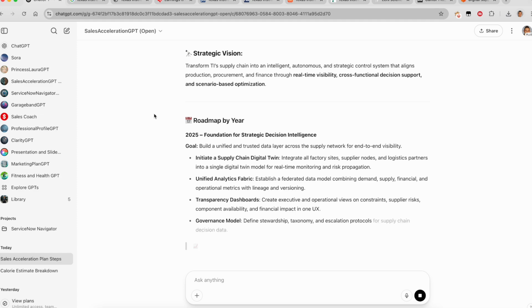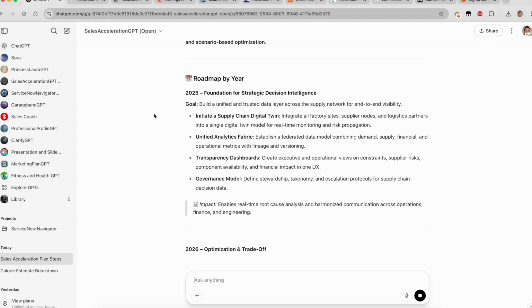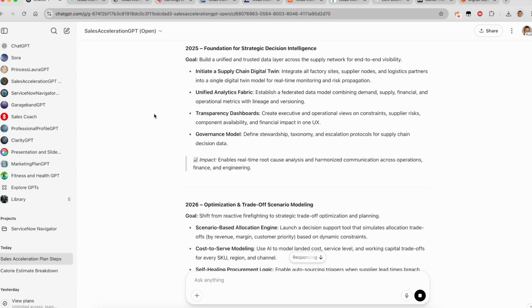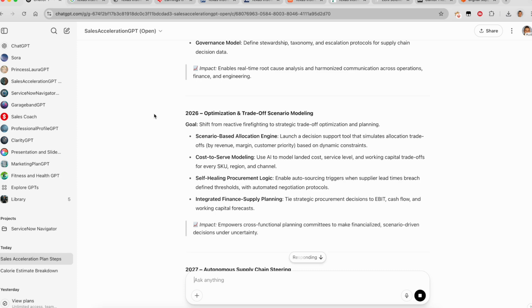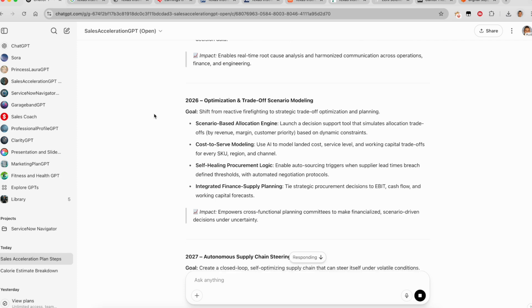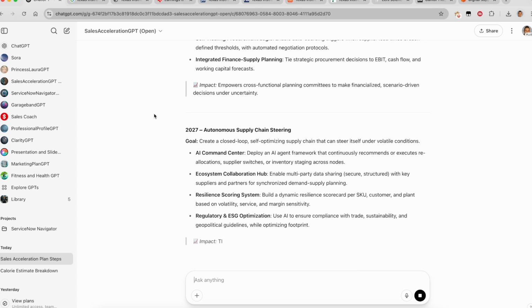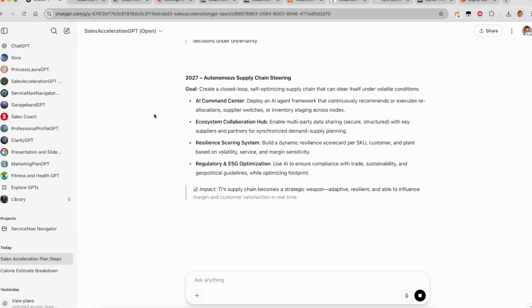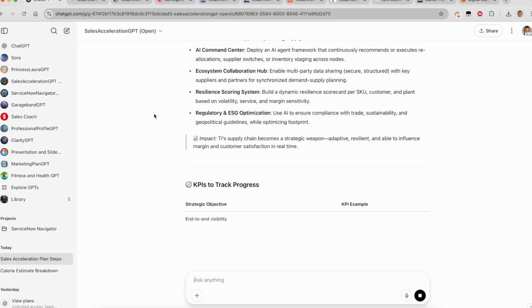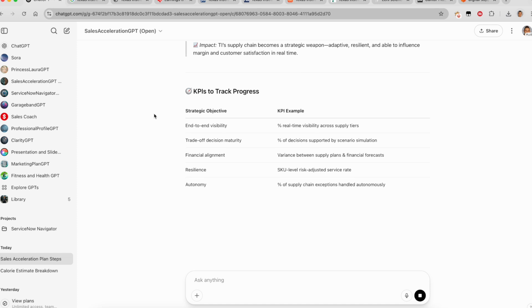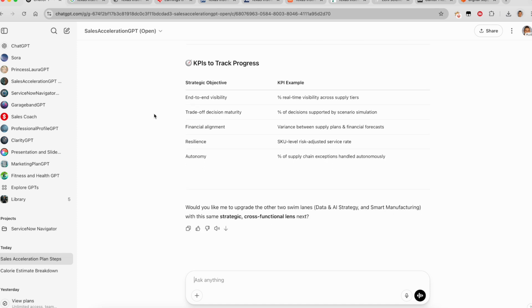Let's see. Ooh, digital twin for supply chain. Now the fabric. Ooh, stewardship taxonomy, escalation protocols. Oh, nice. Yeah, I mean, okay, to be honest, this is amazing. This is AI command centers. This is really cool. But 4 big initiatives per year, no way you can do all of them. But let's just assume, since I'm the fictional consultant here trying to sell that, I can do everything in just 1 year.